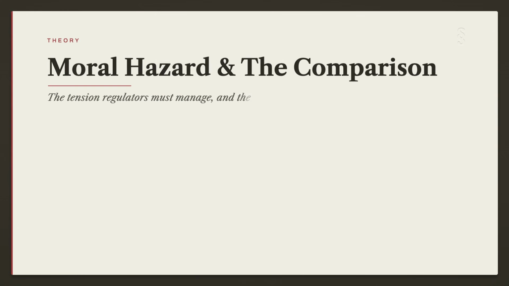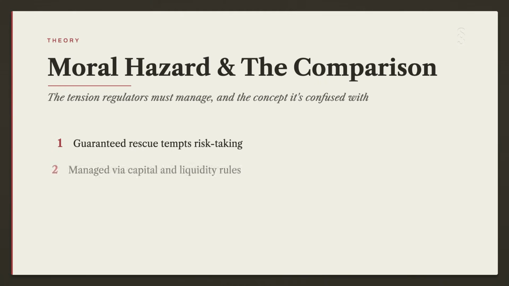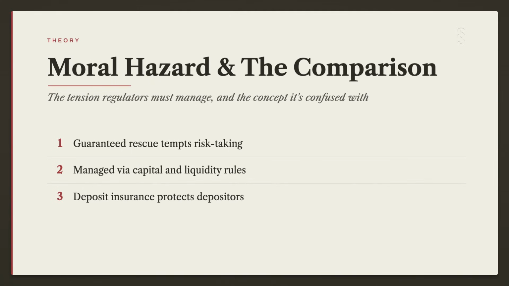A guaranteed rescue can encourage the very risk-taking that makes rescues necessary. This is moral hazard, managed through capital requirements, liquidity rules, and supervision. And remember the closest confusable concept: deposit insurance protects depositors directly, while lender of last resort lends to the institution itself, funding it through the freeze.